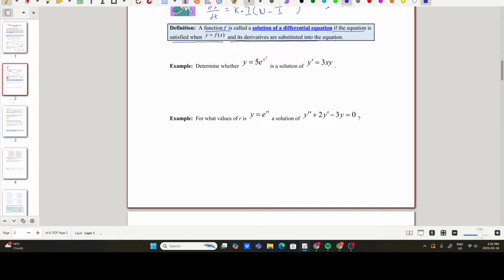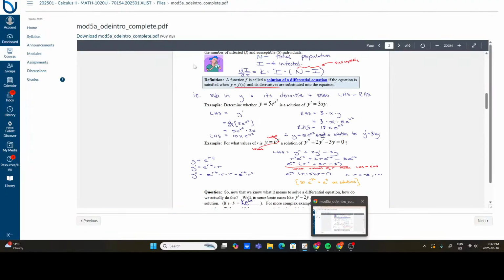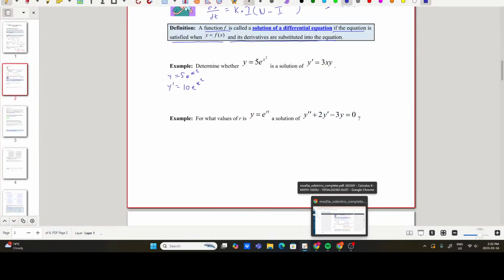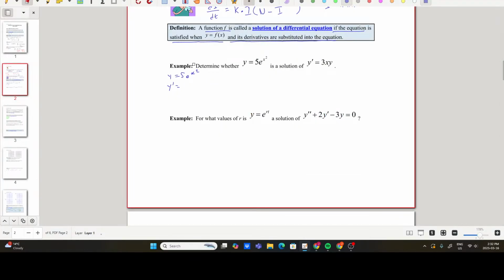Let's take y prime first. If y equals 5e to the x squared, then y prime should be equal to, when we take the derivative, we should use the chain rule, I'm guessing. Yikes, so rusty on derivatives after doing so many terms. So we're going to have 10x e to the x squared. So we've got that.